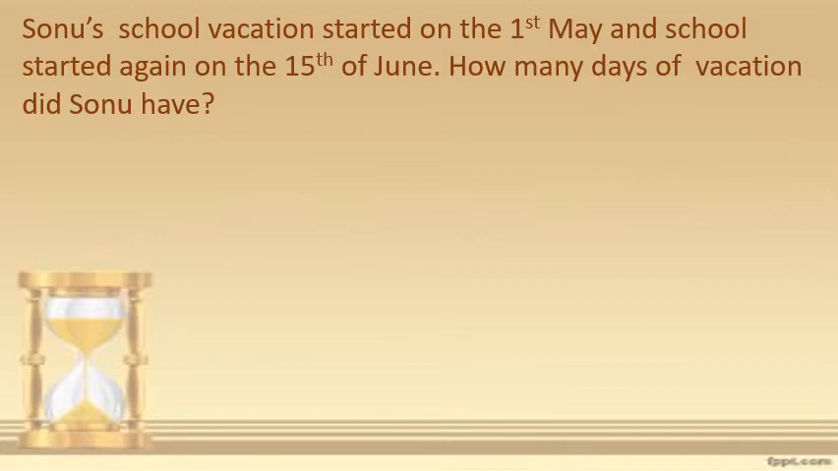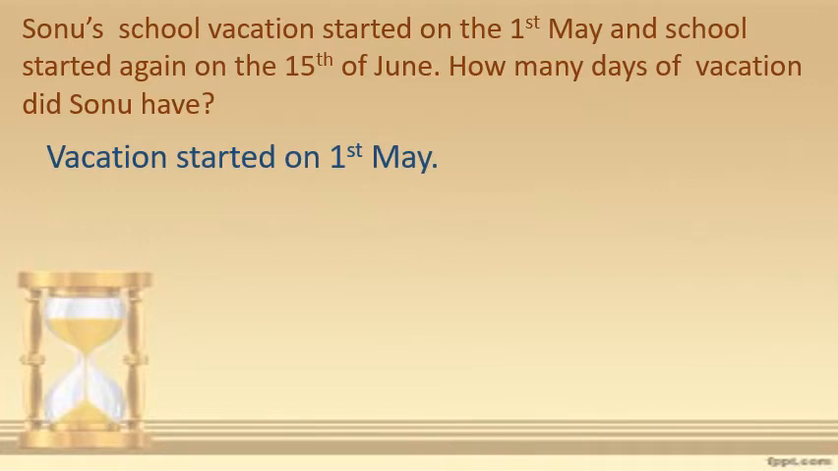Okay, we will try the sum. Now we will write like this. Vacation started on the 1st May. Isn't it? From 1st May vacation started. And the May month has how many days? May month has 31 days. Means she enjoyed full month, that is 31 days. Okay. May month's calculation is over. Counting is over now. Now we will move to June.